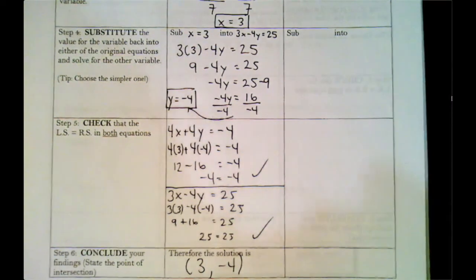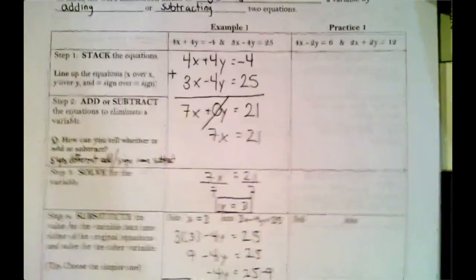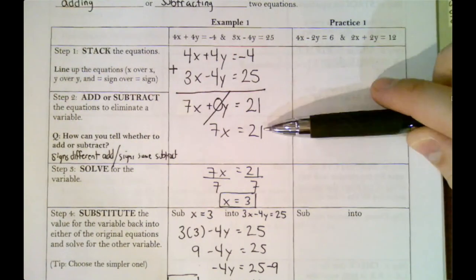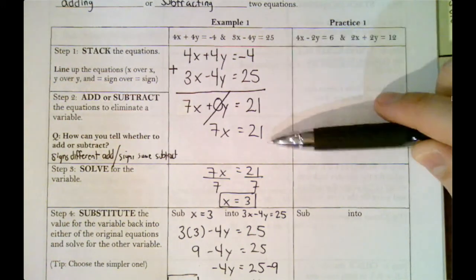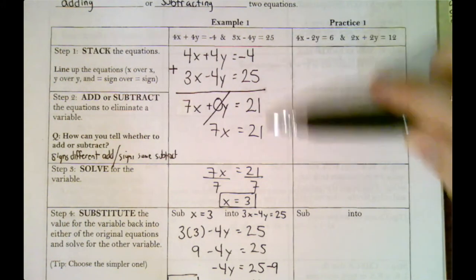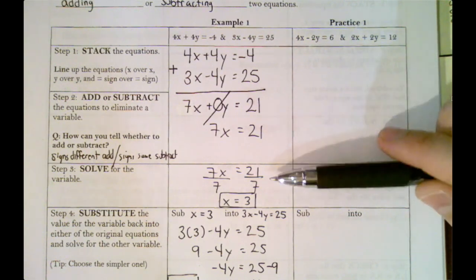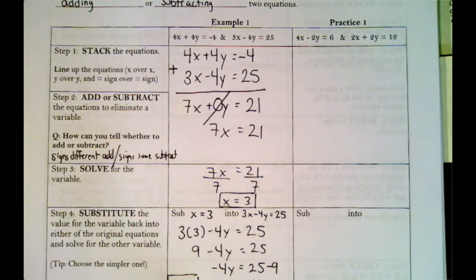So let's backtrack a second here. The only new step here is stacking and adding, or stacking and subtracting. This first block with the first 2 steps, that's the new part. The rest is just like substitution. So really, you're learning 2 new steps. When can we use elimination? Well, we can use elimination if the number in front of either letter matches.